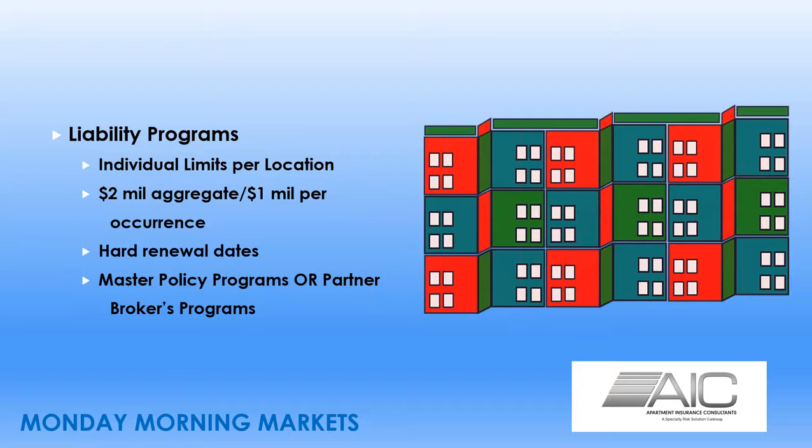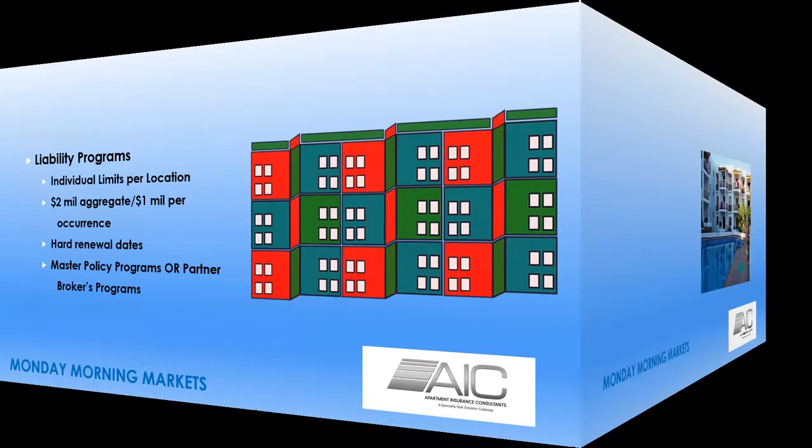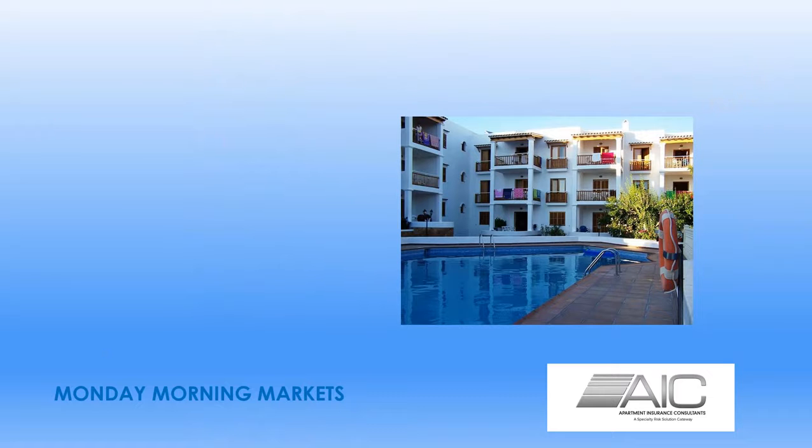A master policy or partner brokers, that's interesting. What's that? Well, sometimes locations don't necessarily fit in our policies. So we have partner brokers that will do some of the things that we can't do. We have a company that will do umbrellas up to $100 million to go on top of our liability. Or we also have property programs that will write properties that we can't necessarily write. This is pretty standard in the industry then, right?